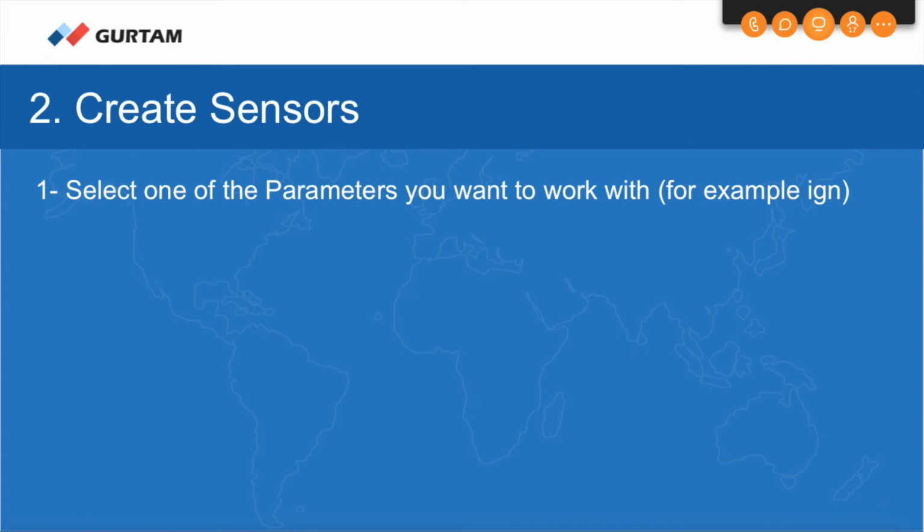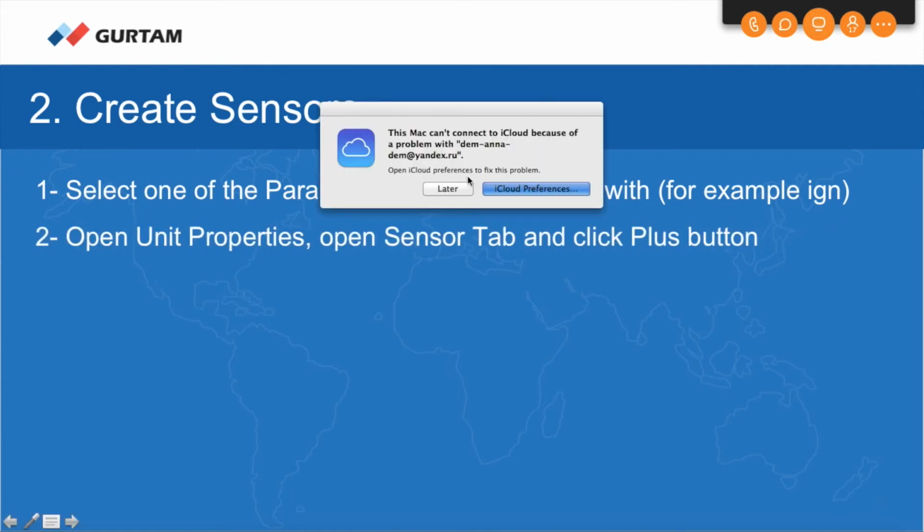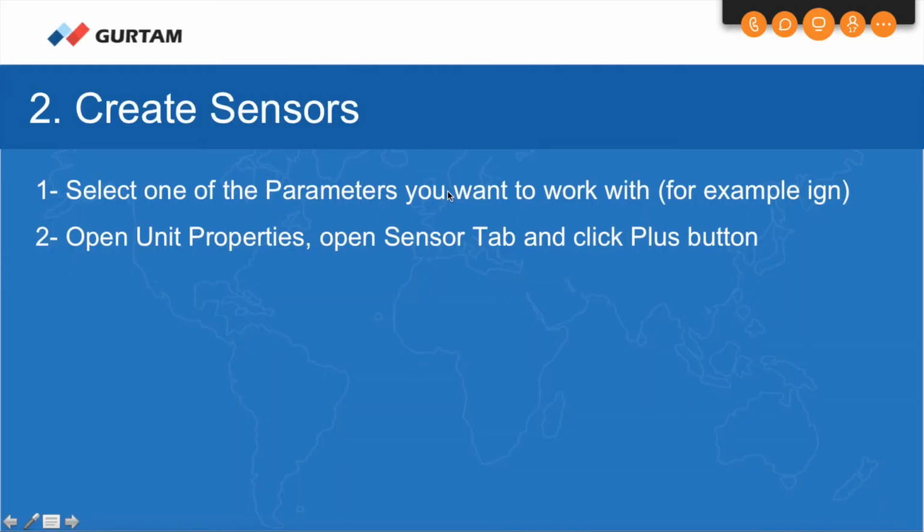So before you create a sensor, you need to decide with which parameter you want to work. So for example, IGN, ignition, that's how we start. We selected it, then we should open unit properties, open sensor tab, and click plus button. We'll do it all in a second.